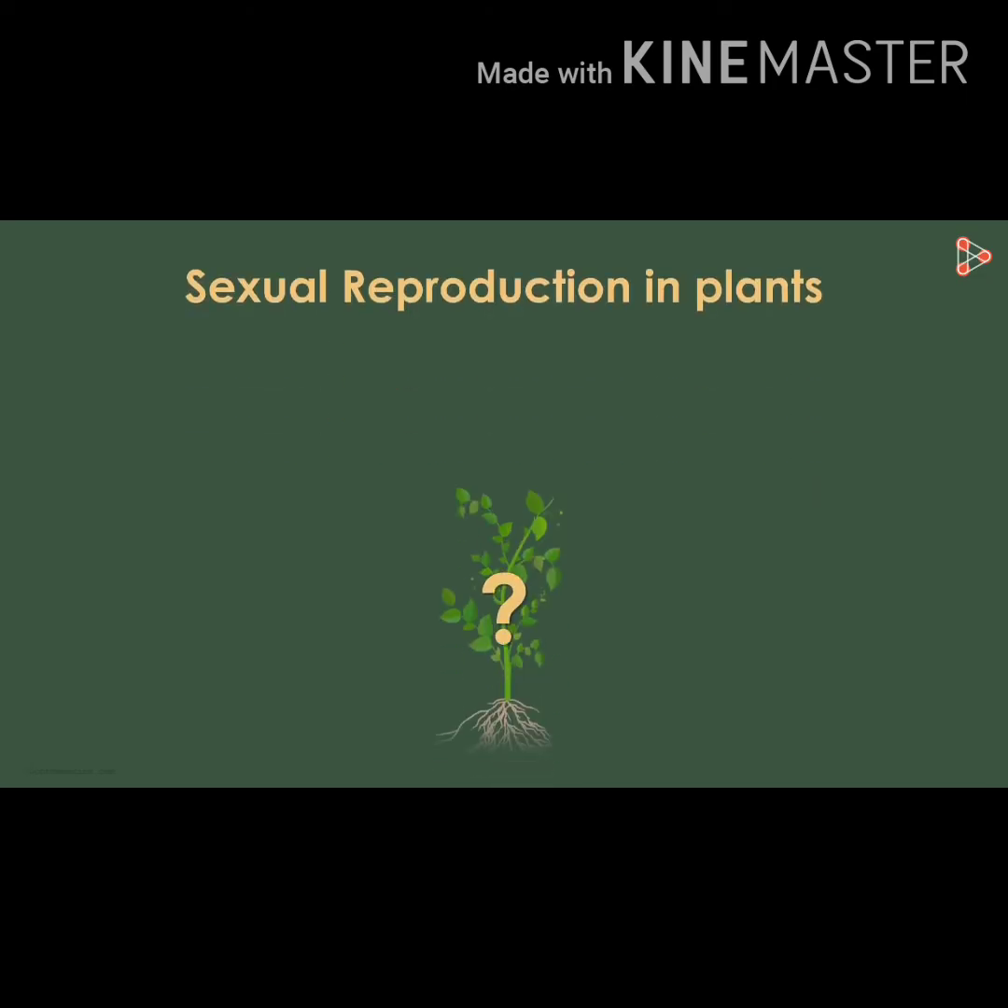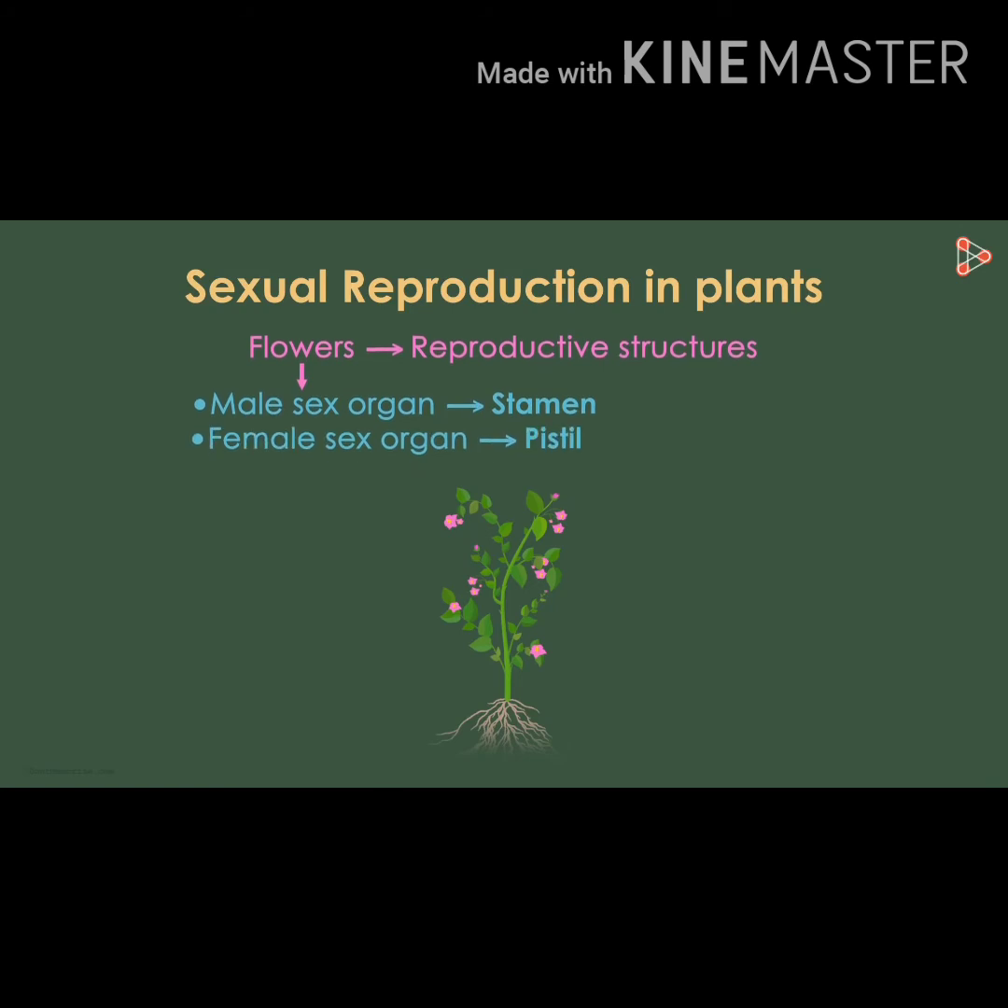How does sexual reproduction occur in plants? Yes, it is through flowers. Flowers are the reproductive structures in plants. Flowers consist of the male sex organ, which is called stamen, and the female sex organ, called pistil.